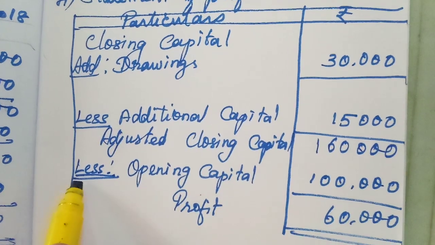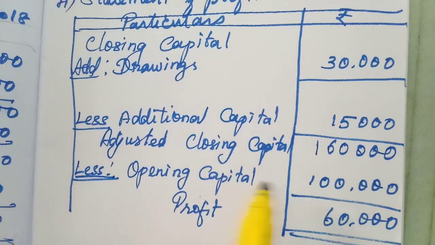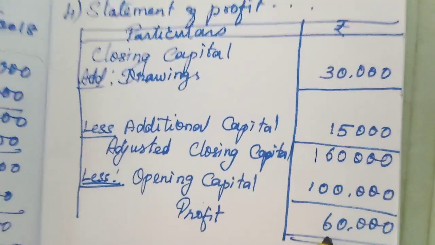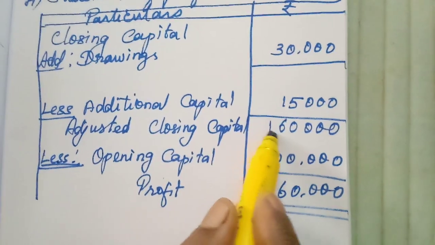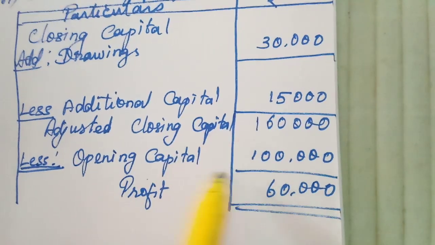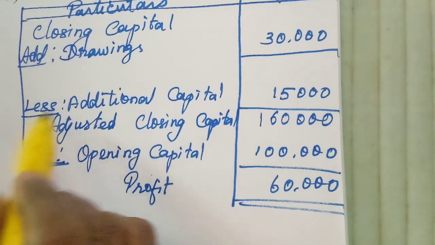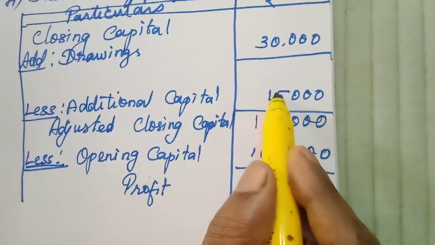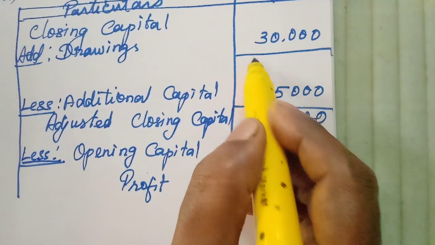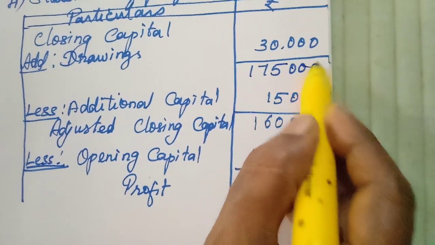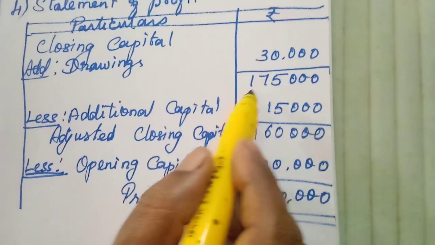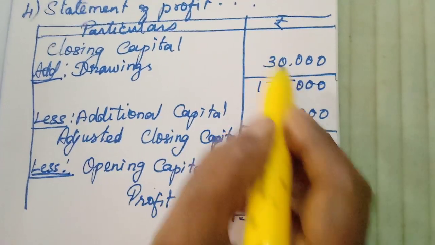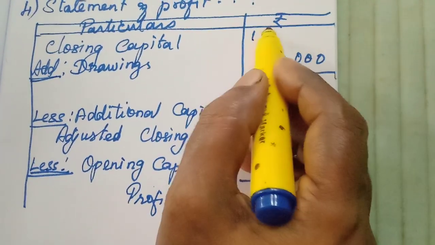Understood? Opposite you have to do. Here less, you have to add. Now you see adjusted closing capital 1,60,000 less opening capital, we are getting the profit. So your calculation is correct. Okay, you can check also. Then next one, less additional capital. So what we have to do, we have to add 1,60,000 plus 15,000, 1,75,000. Okay, we have got this one. Then next, add is written. So we have to deduct 1,75,000 minus 30,000, 1,45,000.